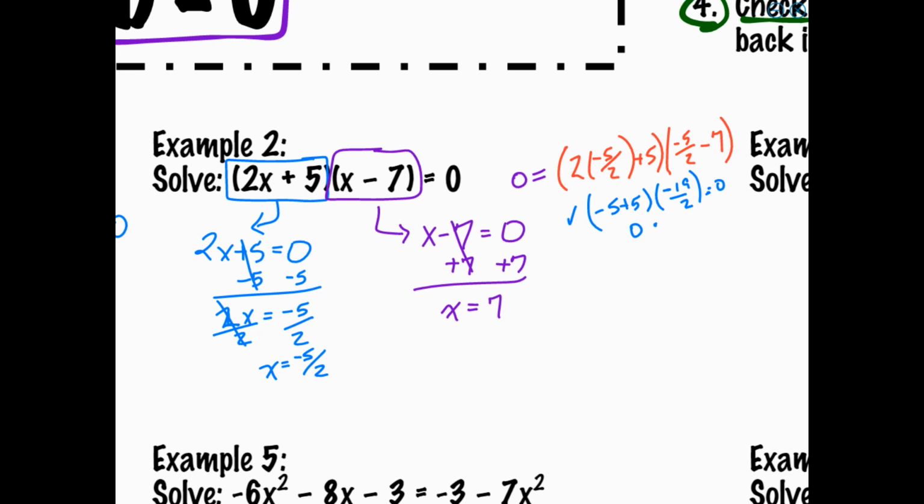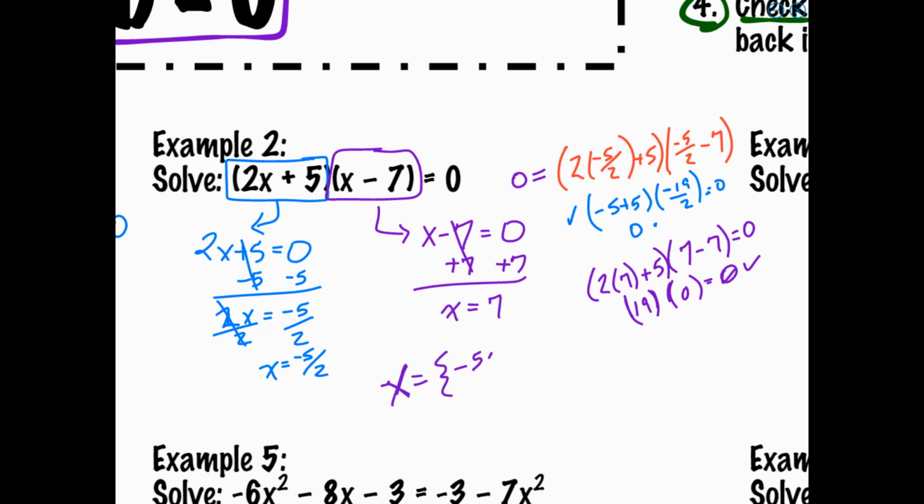So now let's plug in the 7. So we've got 2 times 7 plus 5 times 7 minus 7. Does that equal 0? 14 plus 5 is 19. 7 minus 7 is 0. And 0 times anything would be 0. So yes, that would work. Okay. So our answers do check out. So x equals negative 5 halves and 7.